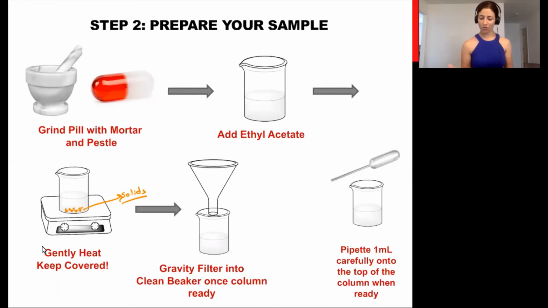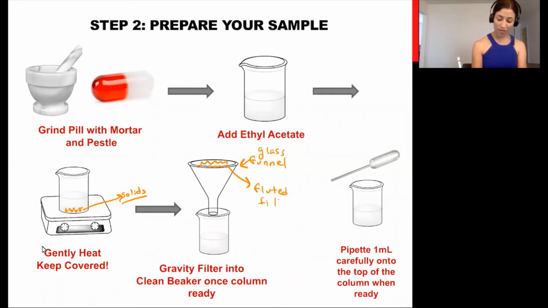The way we're going to remove those is by something known as gravity filtration. In the gravity filtration, you'll have a filter funnel. So you'll have a glass funnel here. And inside of that glass funnel, you will place a fluted filter paper.